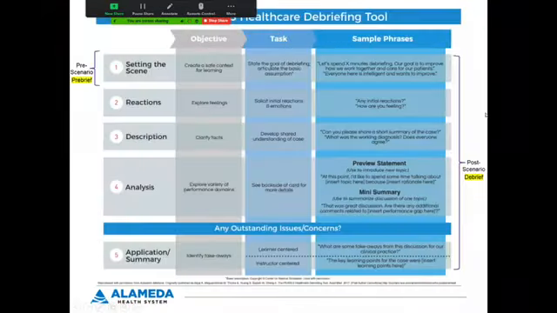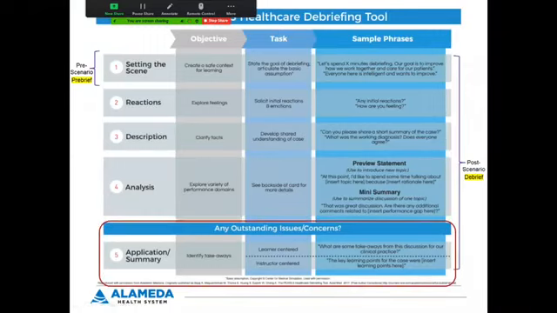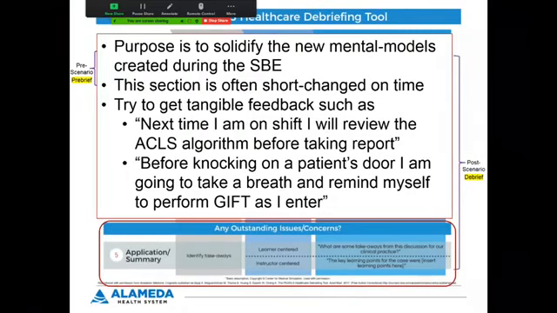So then we move into our final phase, which is our application and summary. And I think we really shortchange this in a lot of ways, so we don't spend enough time here. We realize, oh, I've got to move on to the next scenario, or, oh, it's lunchtime, and we're like, okay, let's wrap it up. What's our summary? But really the purpose of this is to solidify those new mental models that people have created throughout this debrief and throughout the simulation process.